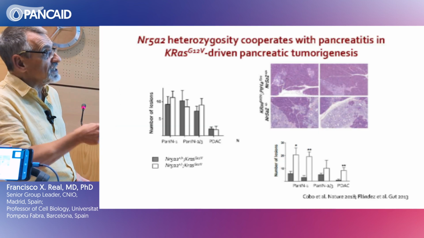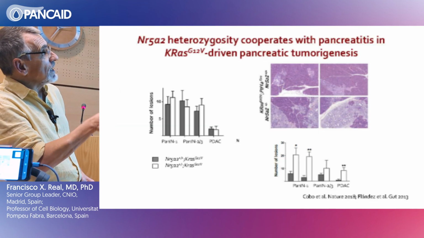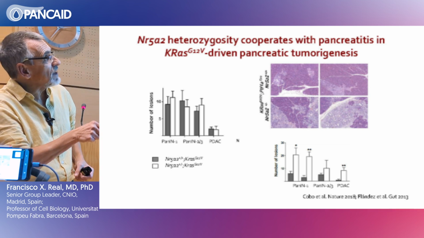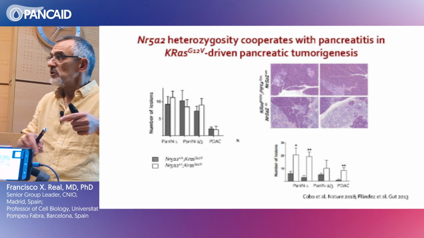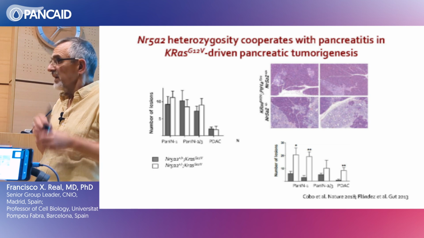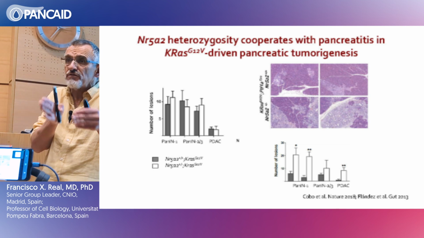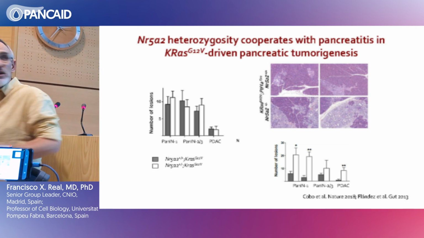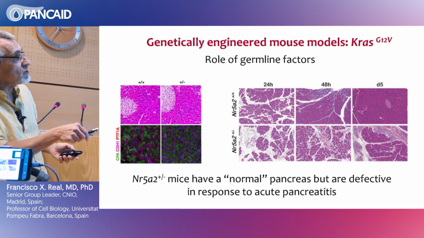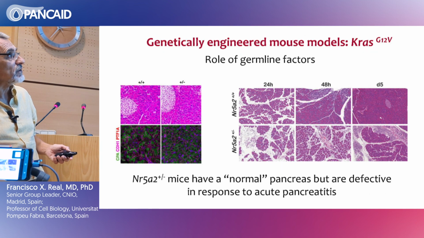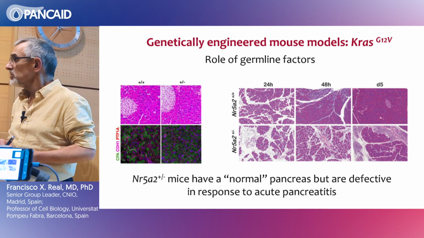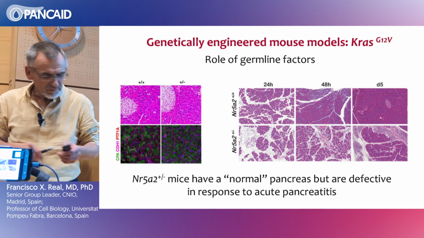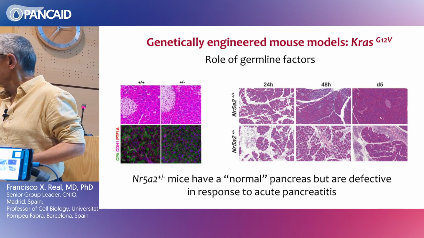One is that in the mouse, a germline variant, NR5A2 heterozygosity, cooperates with KRAS and with pancreatitis to cause pancreatic cancer in the mouse. And actually, many of these findings that we've made in the mouse, we've come back with Nuria to humans, and we've shown that these transcriptomic changes that we have seen in this histologically normal pancreas can be identified in humans who have NR5A2 variants and who don't have any pancreatitis. So don't trust anything that looks normal, I'm going to tell you.